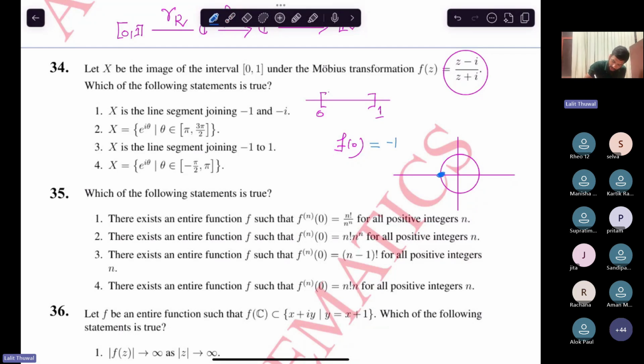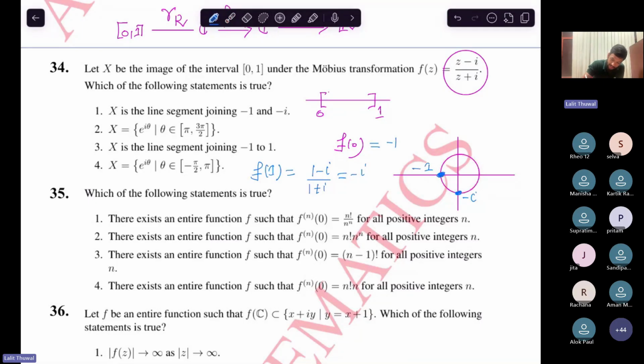Where is f(1)? f(1) is (1-i)/(1+i). You will multiply with 1-i everywhere. So 2 will be in the denominator, and in the numerator you will get -2i because of (1-i) squared. So this comes out to be the final answer, -i. So here is the -i. It means either this is in the image, either this one or this one. So X is the line segment joining -1 to i?